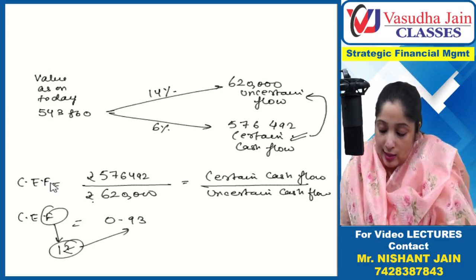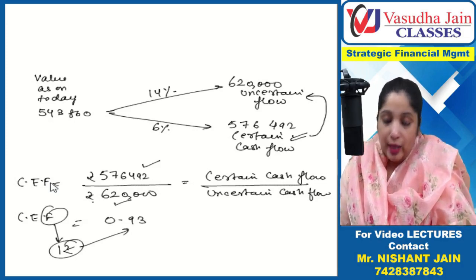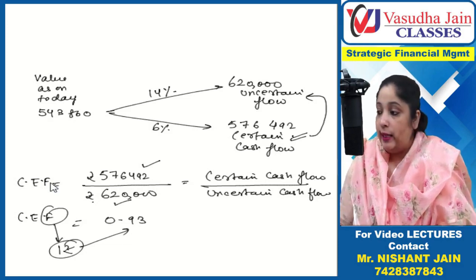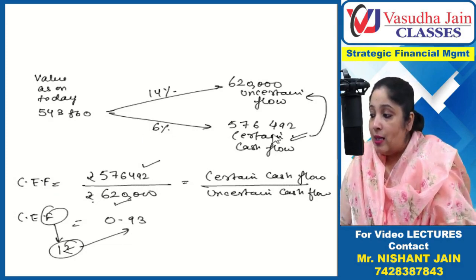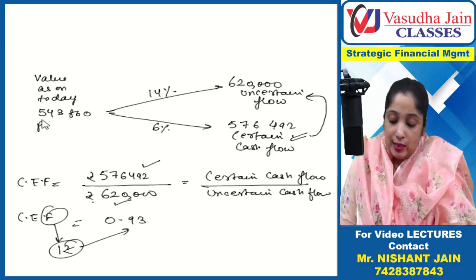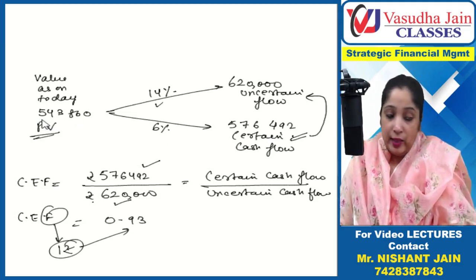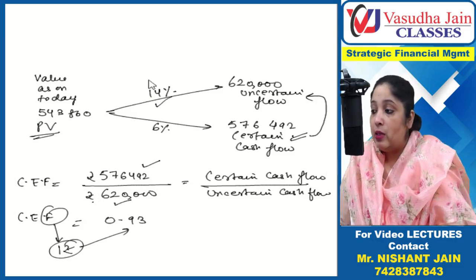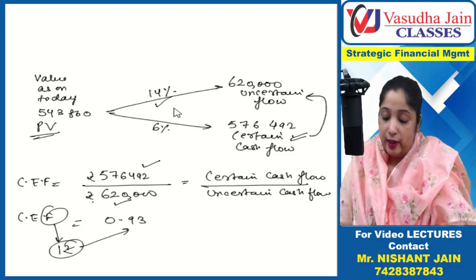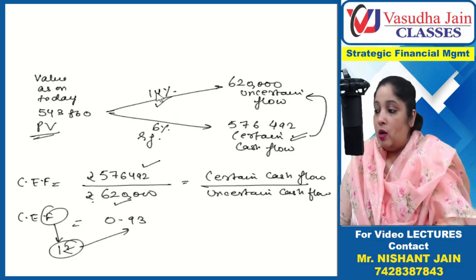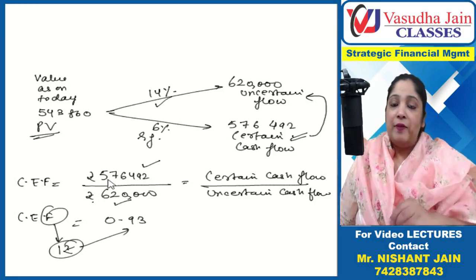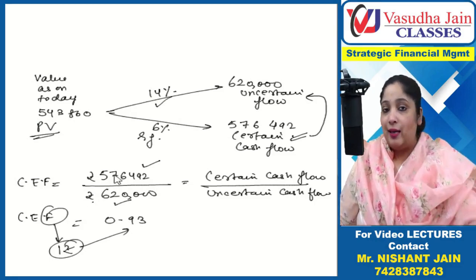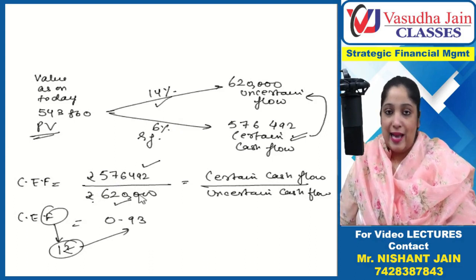So on 6,20,000, you are certain you are going to get 5,76,490. And for both uncertain cash flows and certain cash flows, the present value is the same. This 14% is your discounting factor, and this is also a discounting factor, but this includes the risk proportion, and this is the risk-free rate of return. Okay, now you have understood CEF is basically the proportion of certain cash flow to uncertain cash flow.